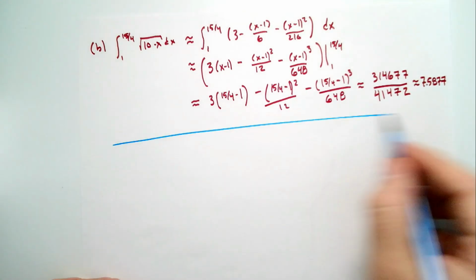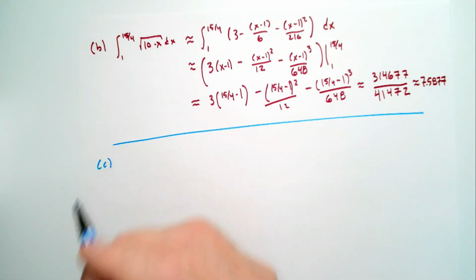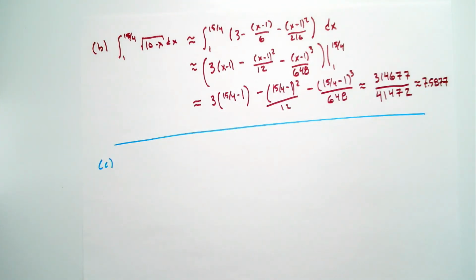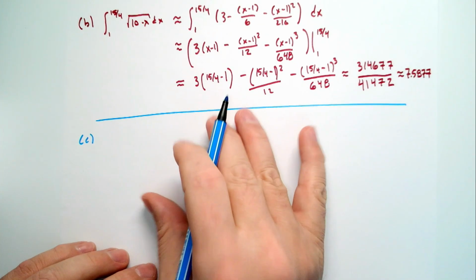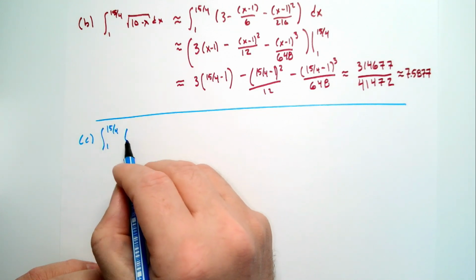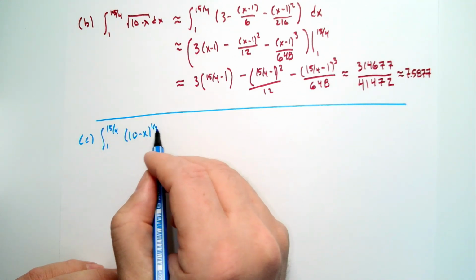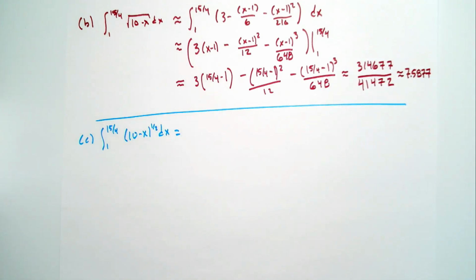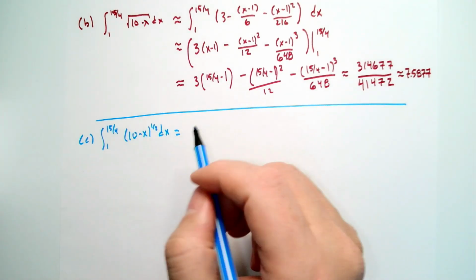All right. Now, at this point, you're like, okay, all right. What's the punchline? Well, the punchline is part C. Now, what is part C? It says, what's the exact value? All right. Well, let's see if we can figure that one out. So, that would be the integral. Let's put it here, give ourselves space. Integral 1 to 15/4. Well, 10 minus x to the 1/2. This is actually an integral we can do. It actually involves almost nothing. There's no tricky substitution.